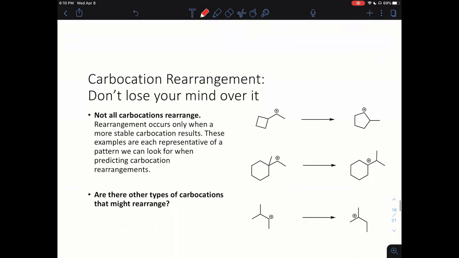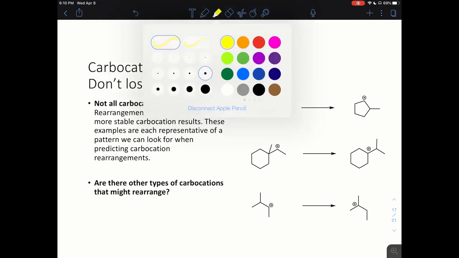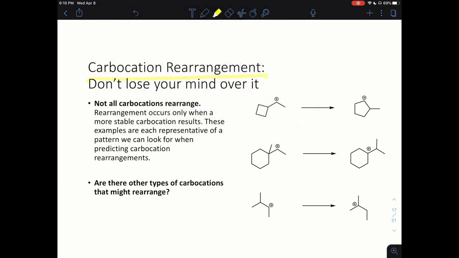Okay, everyone needs to chill. We're not going to lose our mind over carbocation rearrangements. We are all going to chill. And I say that in the kindest way possible.